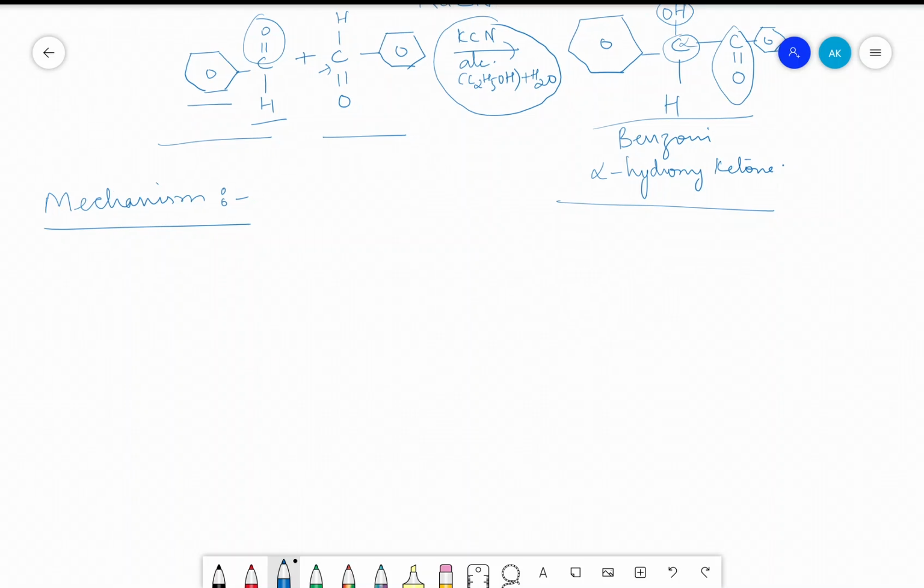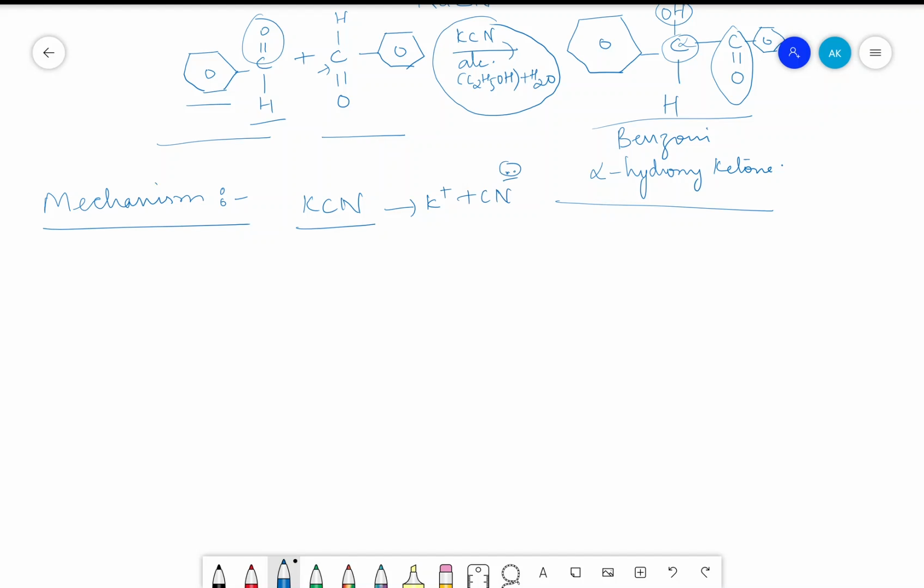We need to remember here, before we go to the mechanism, we don't have to explain every time that when I am taking KCN, KCN will get polarized to form K plus and CN minus, that will have negative charge. So CN minus can act as a nucleophile in this particular reaction. So step 1 is CN minus, the cyanide ion, will react with benzaldehyde.